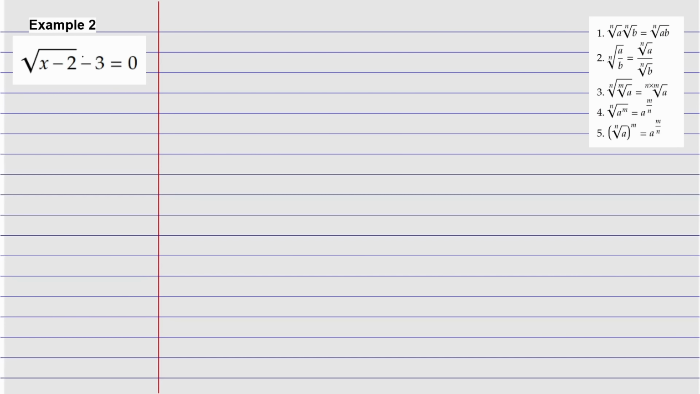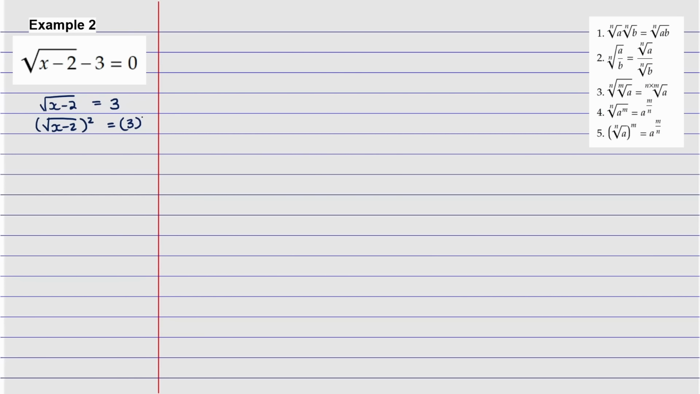So the first thing that we're going to do, we're going to take the 3 to the other side. So it's going to be the square root of x minus 2 is equal to positive 3, right? Then we want to get rid of the square root, meaning I'm going to square both sides. So I'm going to square both sides.